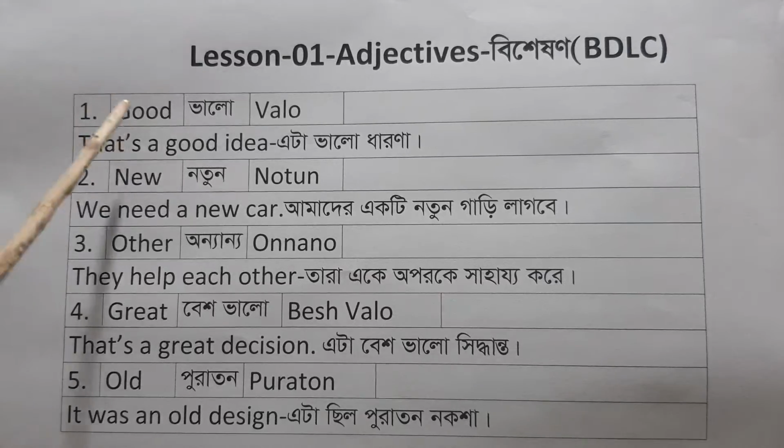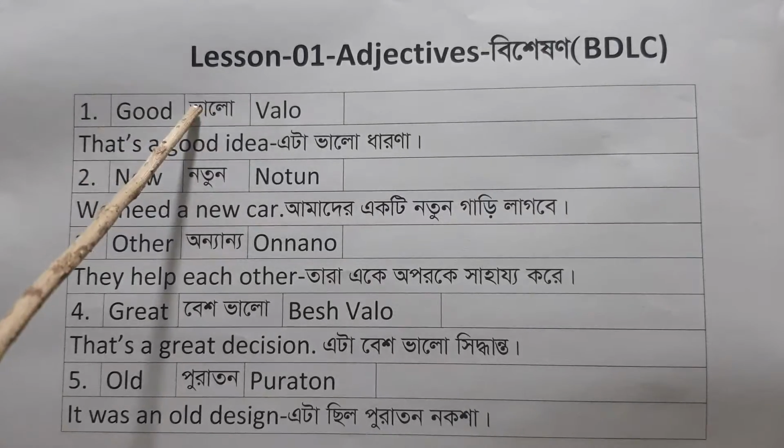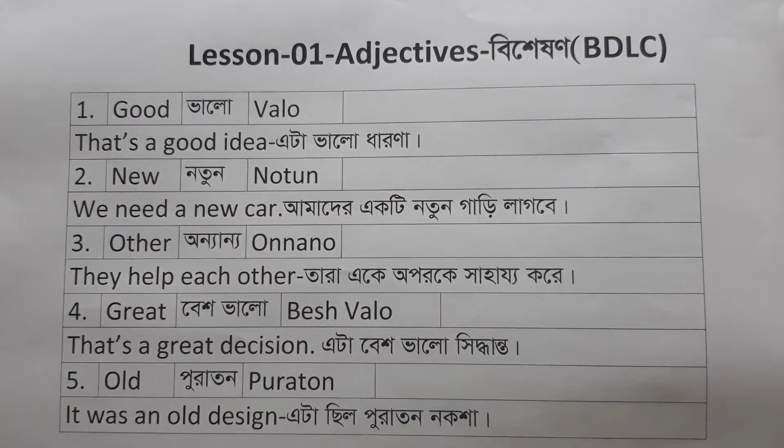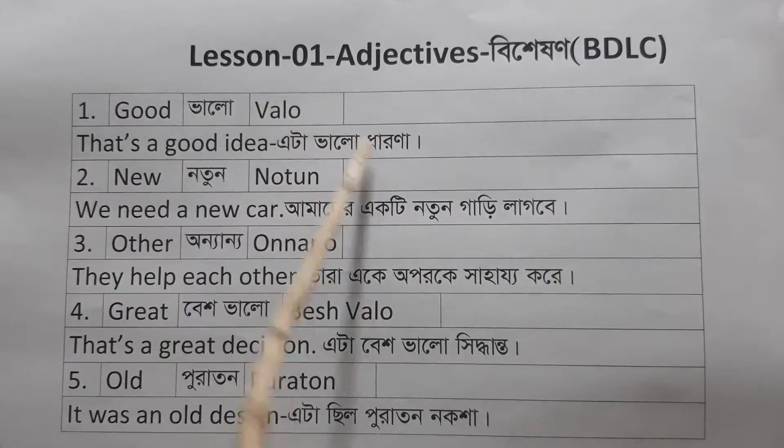Number one, G-O-O-D, good. Let's repeat, good, good, good. Bhalo. Now let's make a sentence. That's a good idea. You can tell it as many times as you enjoy telling. The Bengali meaning of this sentence is eta bhalo dharona.